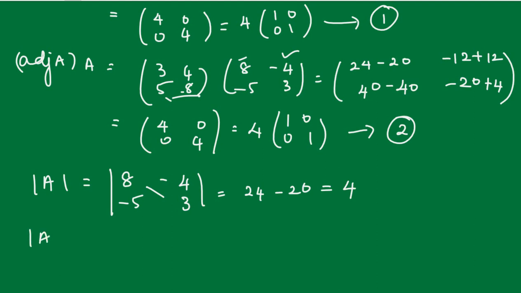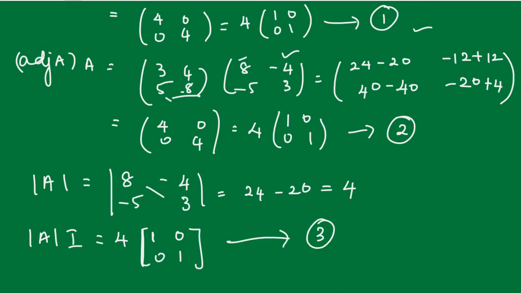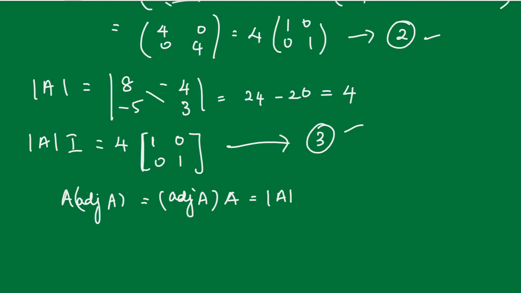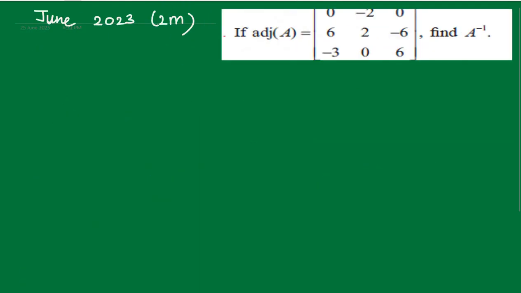Now determinant of A into the I matrix will be equal to 4 into 1 0 0 1, which is equal to 4 0 0 4. Now this is equation number 3. Now we see from 1, 2 and 3 that A into A is equal to A into A is equal to determinant of A into I. Hence proved.